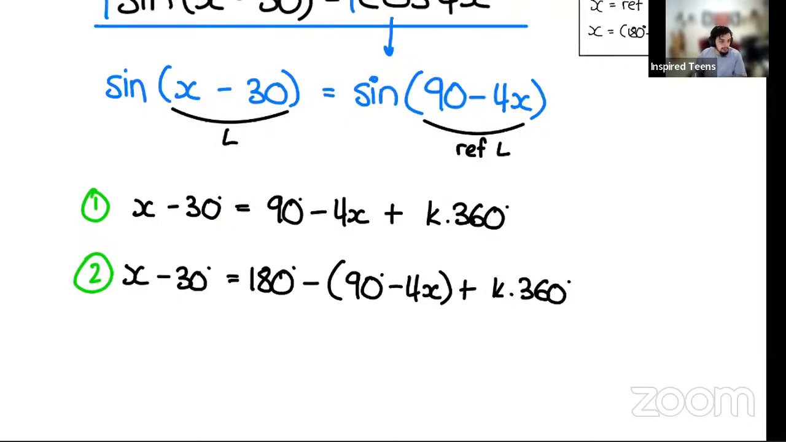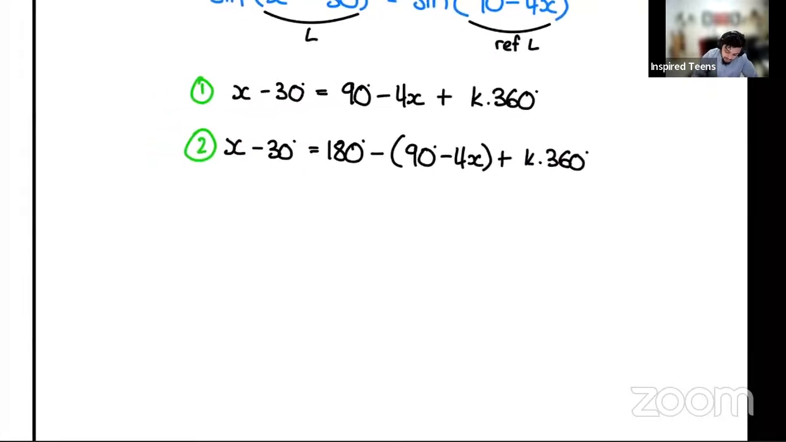Angle is equal to ref angle plus k times 360. Angle is equal to 180 minus ref angle, using brackets, plus k times 360. Now let's simplify my general solutions.